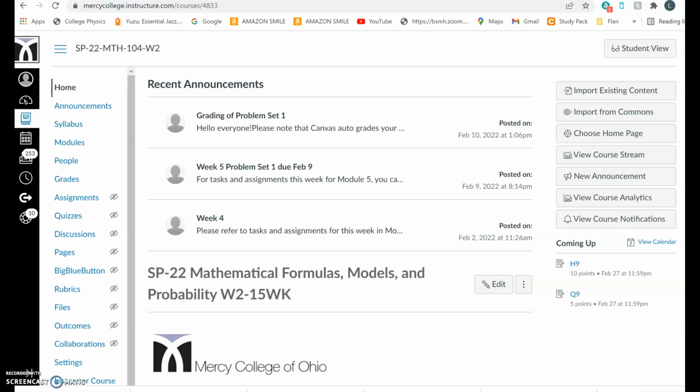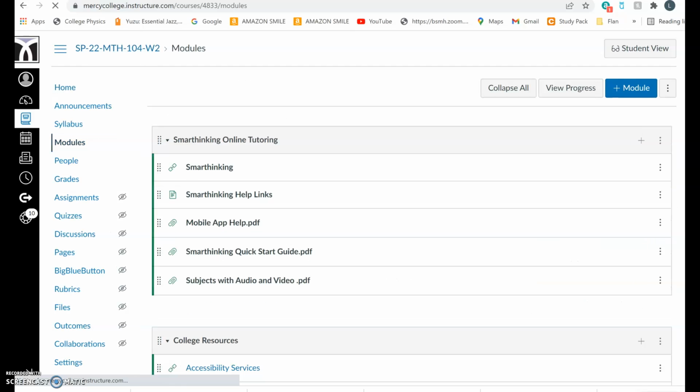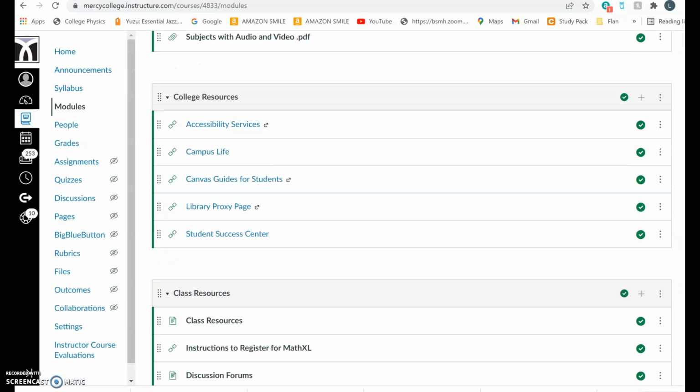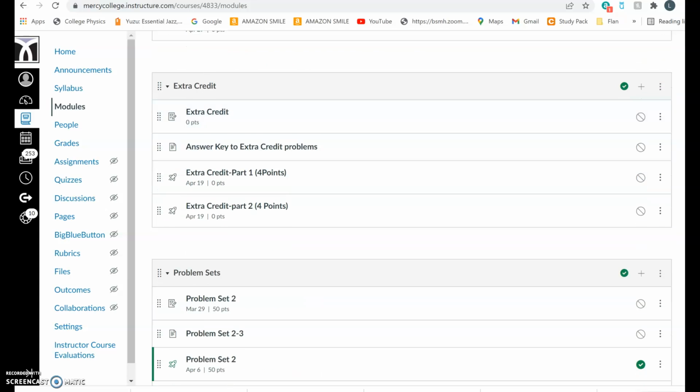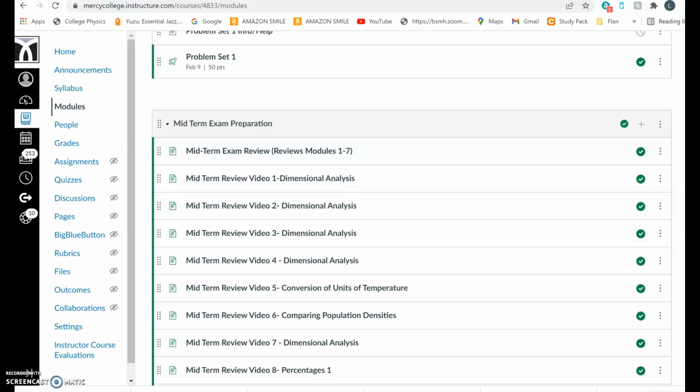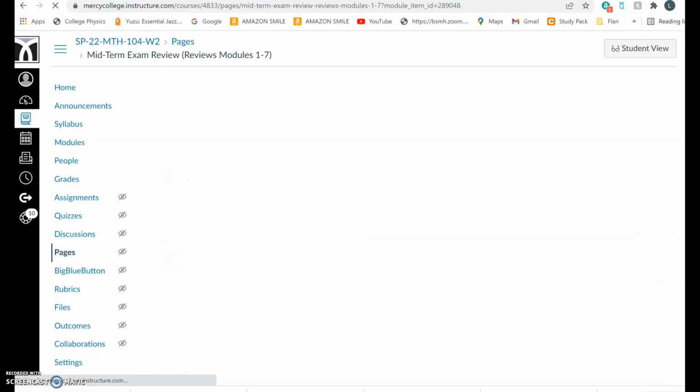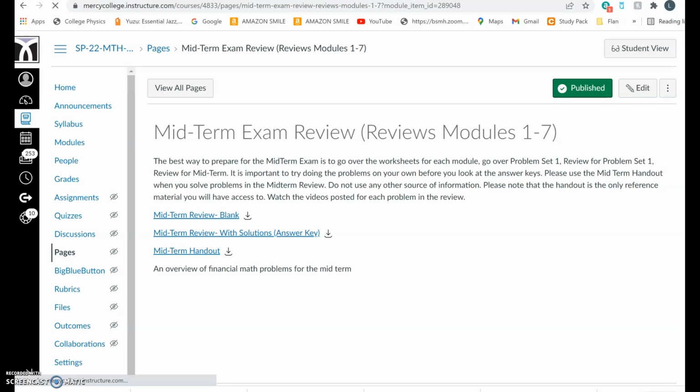I want to quickly show you where to find the review material for the midterm exam that's coming up. So first click on modules and scroll down to midterm exam preparation. Now click on the first page and that gives you the midterm review.